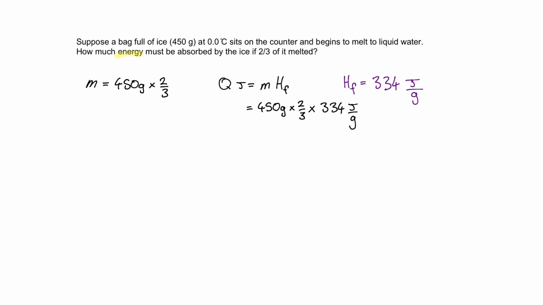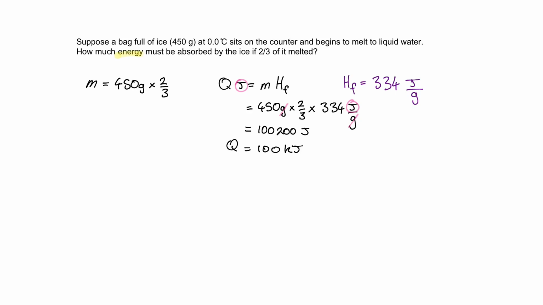At this point, we should do a units check. We have grams and a 1 over grams, so they cancel, and we're left with the joules, which is what our answer is wanting. So now we can plug it into our calculator, which comes out to be 100,200 joules, which, again, I'm just going to simplify and write as being 100 kilojoules.